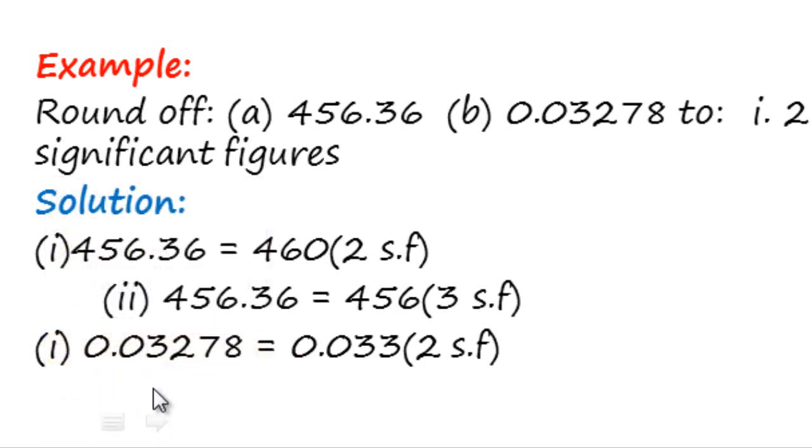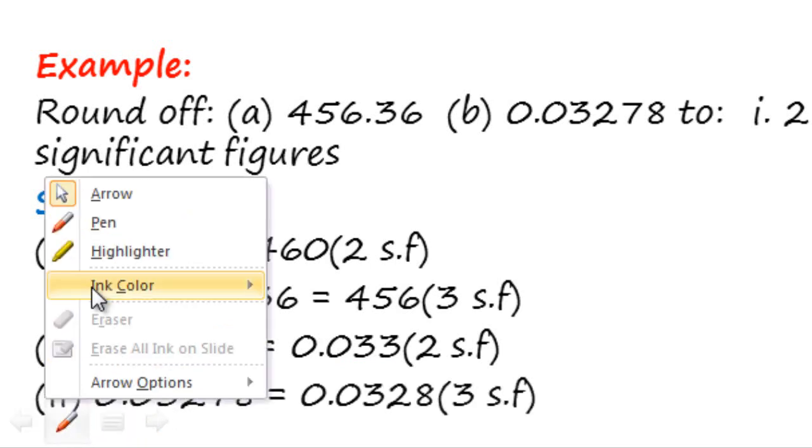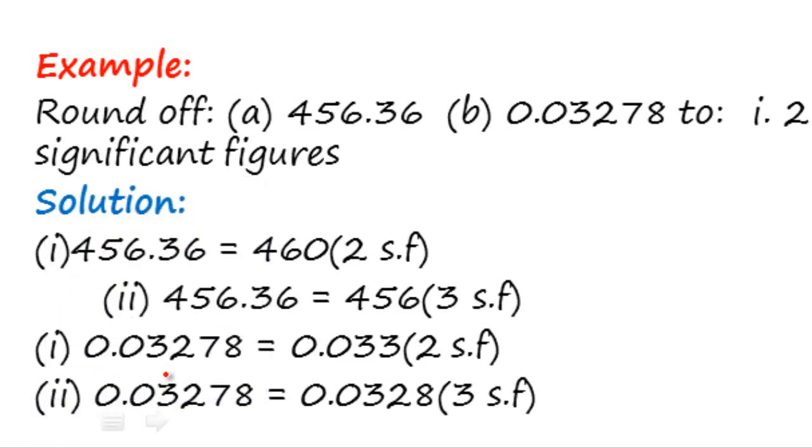Now let's go to Roman figure 2 of this, which is 3 significant figures. You are going to count starting from the first non-zero, which is 3. 1, 2, 3. That means the third one is 7. The number close to 7 is 8, which is greater than 5. That means you are going to turn 8 to 0 and add 1 to the closest number, which is 7, and 7 will turn to 8. It means the answer is now going to be 0.0328. That's why we get this for 3 significant figures.